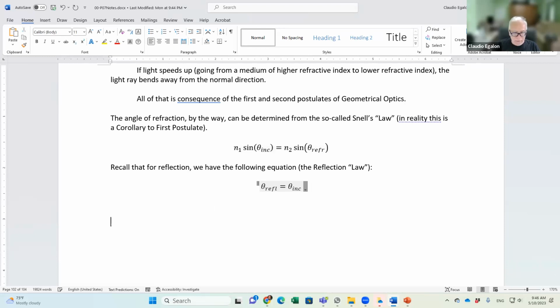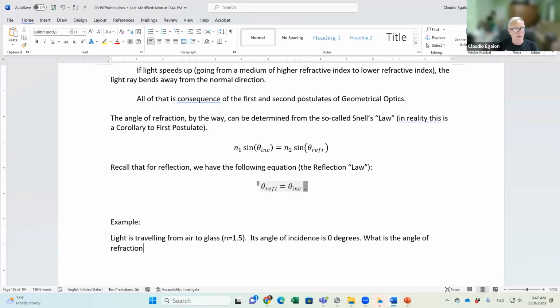And you can play a little bit, you know. One good example is the following. Let's do an example before you go into break. Light is traveling from air to glass. You know, this glass has a refractive index of 1.5. Its angle of incidence is 0 degrees. What are the angles of refraction and reflection? Reflection is easier, right? But what about the angle of refraction?